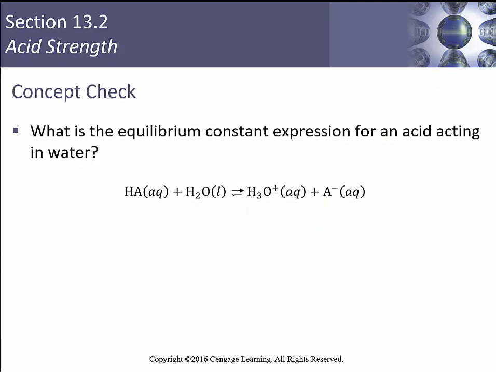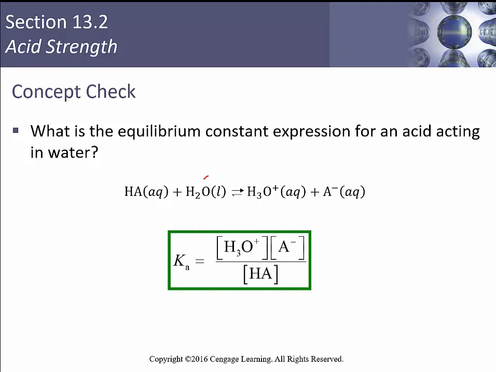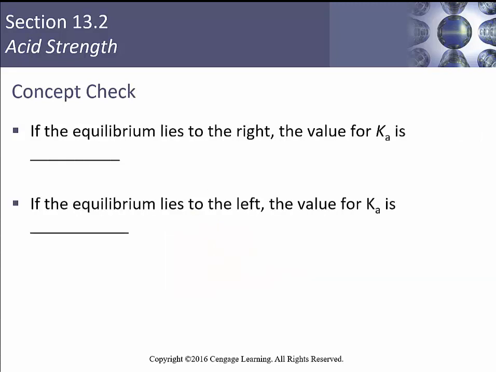So what is the equilibrium constant expression for an acid acting in water? We've got HA reacting with H2O, and it's going to form H3O plus and A minus (aq). Right. We write out our K expression for that, leaving off the water. If the equilibrium lies to the right, the value for Ka is large, or bigger than 1. If the equilibrium lies to the left, the Ka is small, or less than 1.